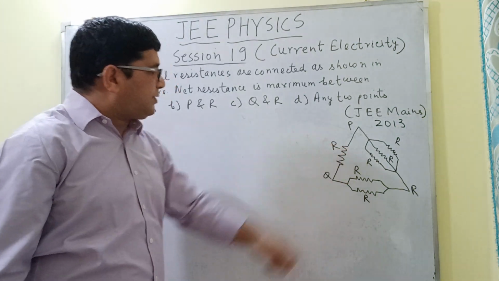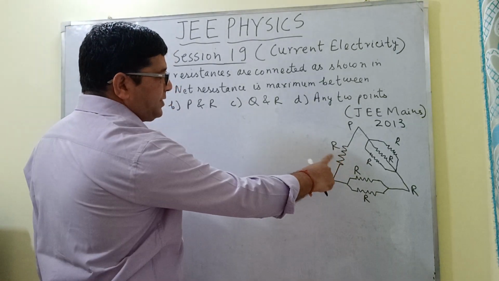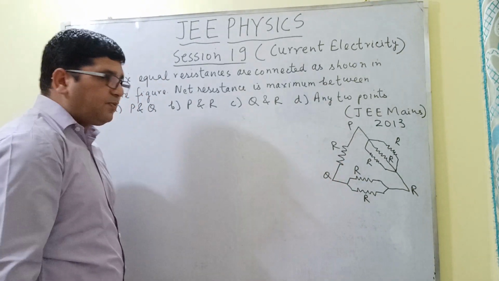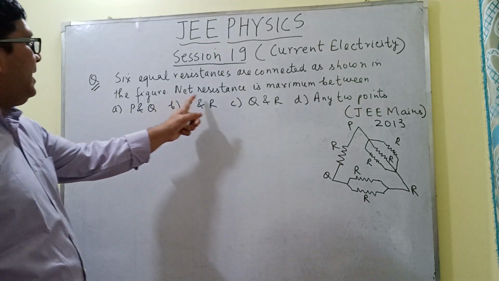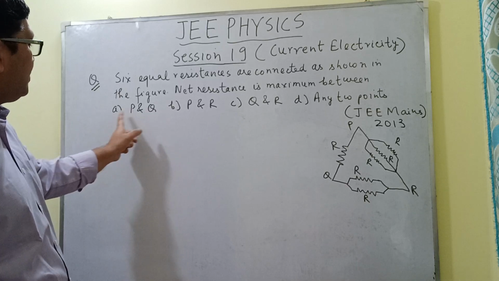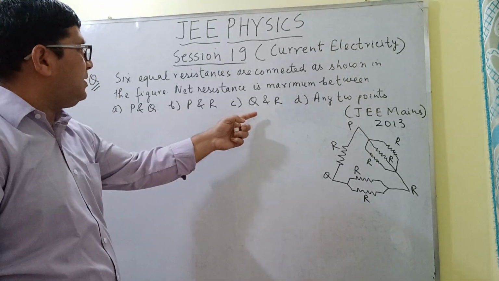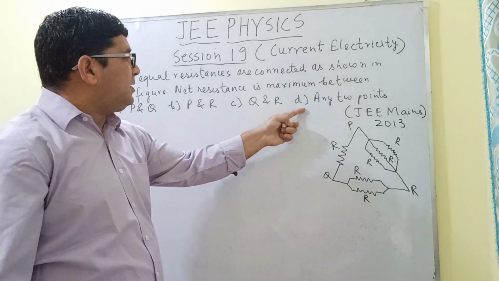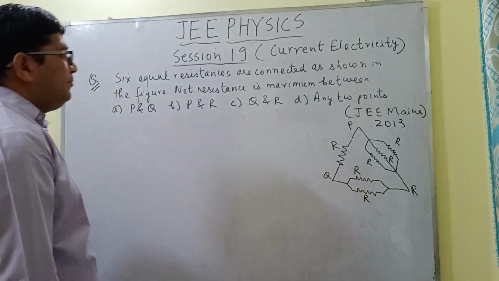So in this question, the value of each resistance is capital R, and they are connected as shown in this figure. So the question is, net resistance is maximum between P and Q. This is option number A. Option number B is P and R. Option C is between the point Q and R, and option D is between any 2 points.